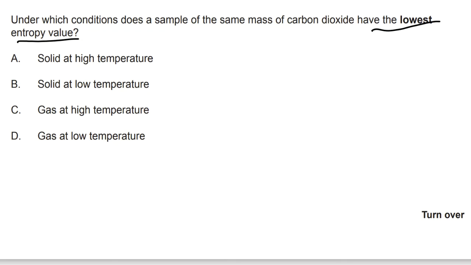Entropy value. Entropy is a measure of the disorder, I think, and the same mass of carbon have. Oh yeah, so high entropy means high disorder, low entropy means low disorder. So lowest entropy would mean when they have a solid. So solids are more ordered than gases, so they have lower entropy. And low temperature means less movement, so less disorder. So we're gonna go with B for this one.